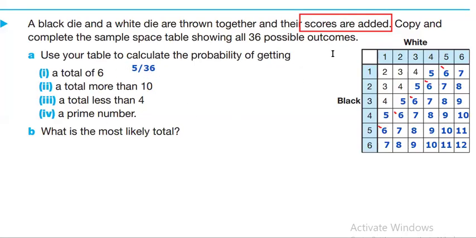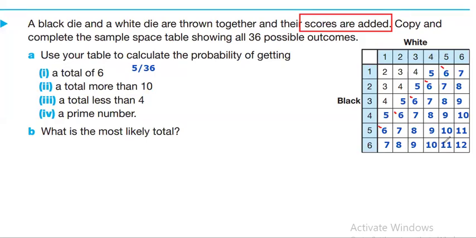So focus on this. The total outcomes are 36, and the totals of 6 are 5. We don't count these because these ones are the dice. Don't count them. We count the outcomes only. So we have 1, 2, 3, 4, 5. So 5 over 36. A total more than 10. So let's do the same thing here. Let's count them.